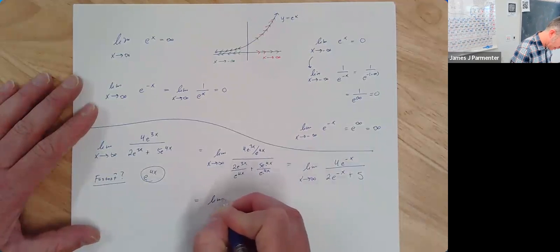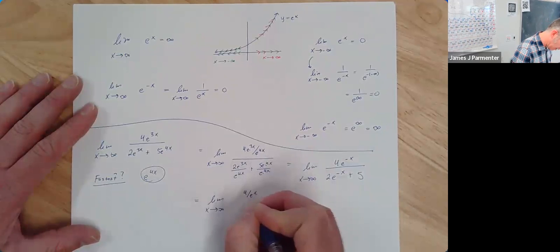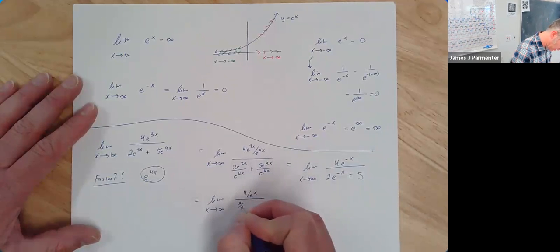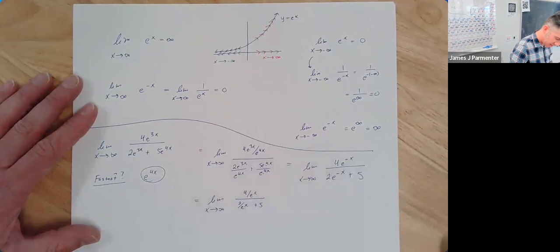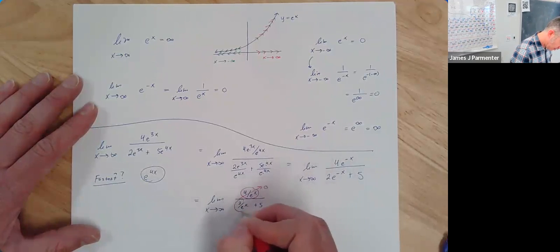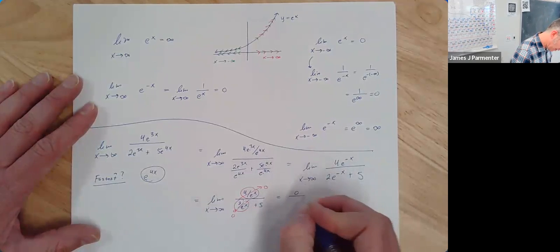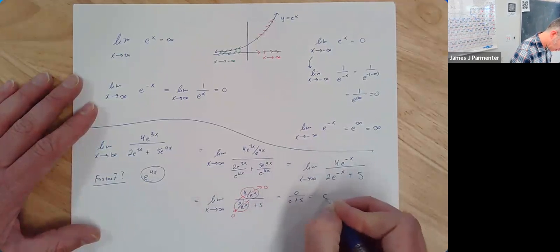I would probably write it as the limit as x goes to infinity of 4 over e to the x over 2 over e to the x plus 5. Because then I can see that that's definitely going to 0. That's definitely going to 0. So I've got 0 over 0 plus 5, which is just 0.